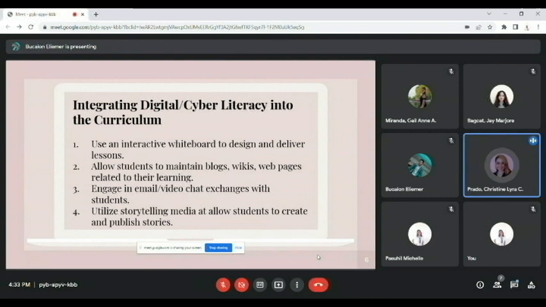Second is to allow students to maintain blogs, wikis, and web pages related to their learning. Let's start with the definition of blogs, which is basically a short form of weblogs. A blog is a platform that contains textual entries that may contain images, videos, or audios as well. This platform is available online and can be accessed by the general public.